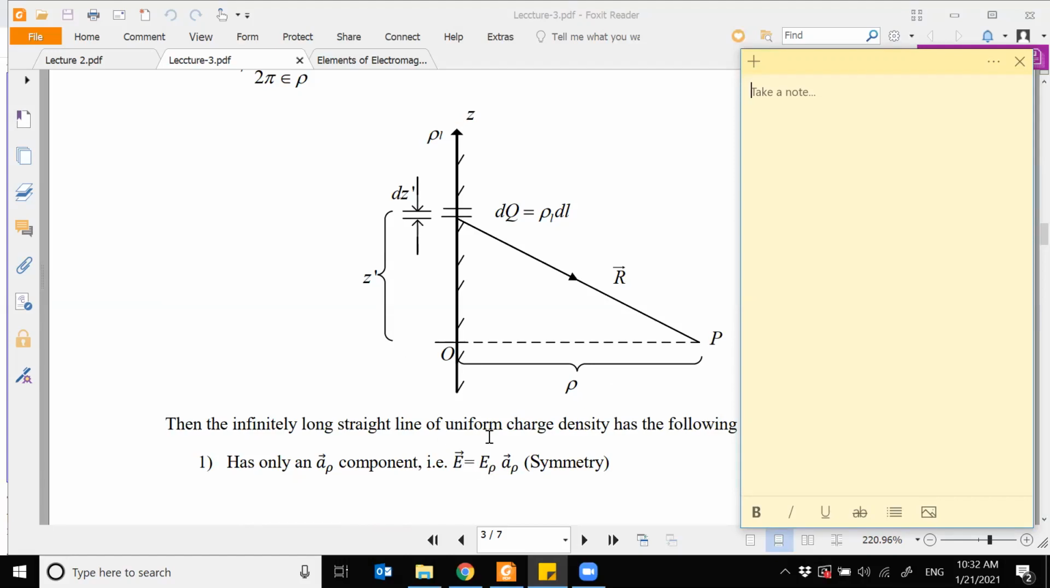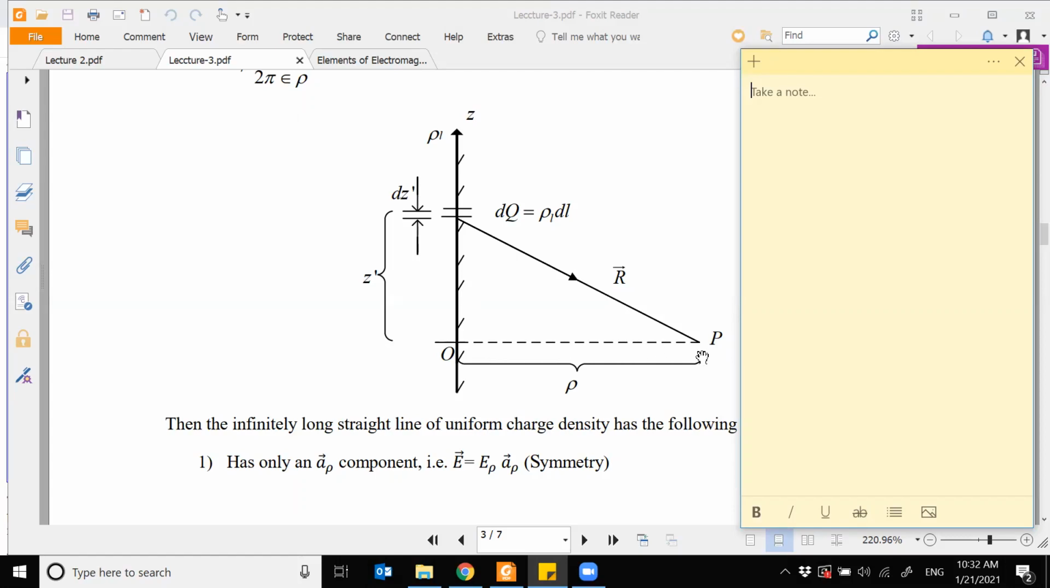Now, what I am doing is, this is my line charge, and it is infinitely long. So here it is going to minus infinity, and here it is going to plus infinity. Okay. Now, I have placed this line charge on the z-axis. I have placed the line charge on the z-axis.